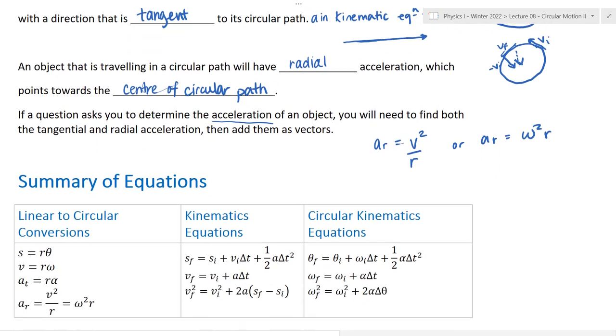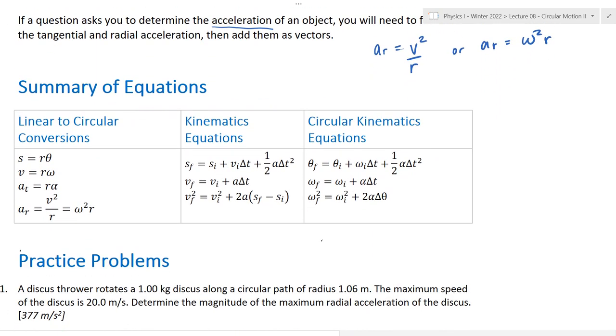Okay, so let's look at this summary of equations here. First, we have the linear to circular conversions. S, which is your displacement, or you can think of it as your position, is equal to R times theta, your angular position. V, your velocity, is equal to R times your angular velocity. And A, your acceleration, is equal to R times alpha. Now I put a little t there because that's your tangential acceleration. This is A and this is alpha. They look very similar to each other, but the alpha looks more like this, kind of like a fish.